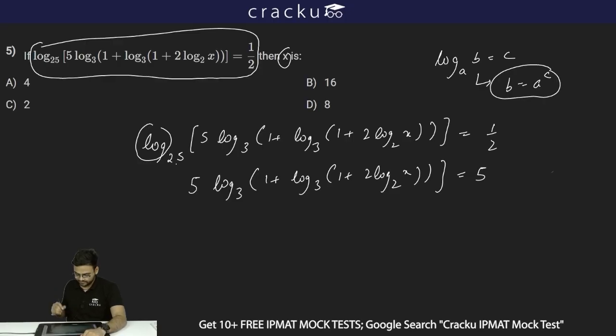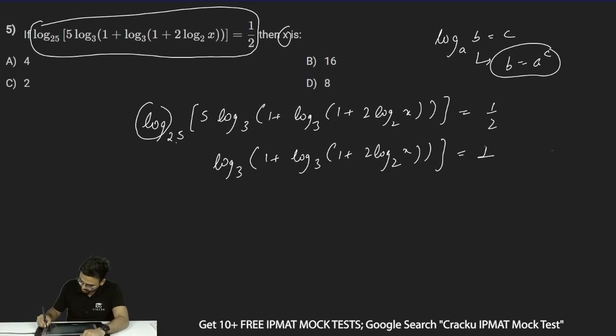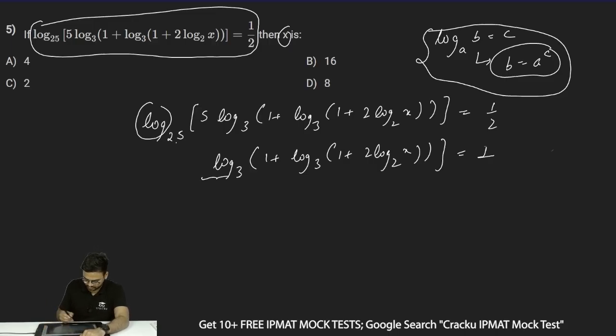You can simply write it as 5. Now this 5 and 5 will be cancelled. So I can remove this 5. Instead I can say log base 3 of 1 plus log base 3 of 1 plus 2 log x to the base 2 is equal to 1, because the 5 and 5 are removed. Now again using this formula, we will take 3 to the power 1 and remove this log. So this will be 1 plus log base 3 of 1 plus 2 log x base 2 will be equal to 3 to the power 1, or I can write it as 3.